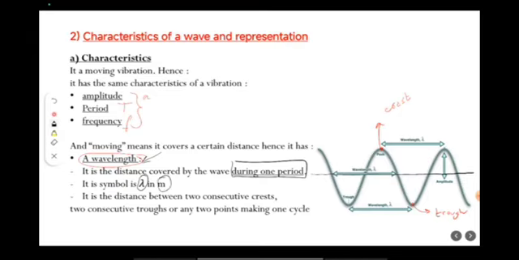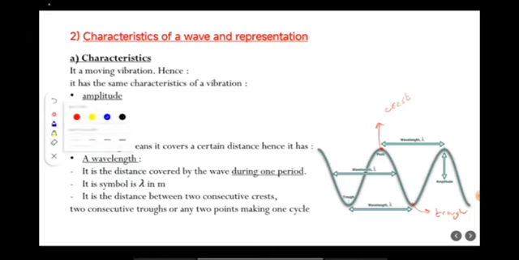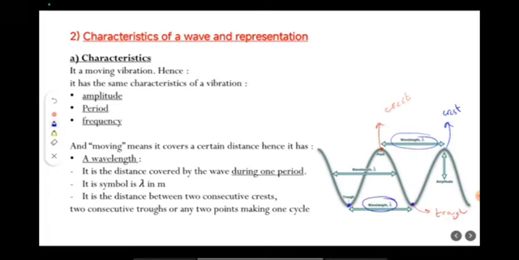Now, to find the value of this wavelength using the graph that we have, we can measure the distance between any two crests, or between any two troughs. For example, this is the first crest and this is the second crest. If we measure the distance between the two crests, we will get the wavelength lambda. Or this is the first trough and this is the second trough. If we measure the distance between those two troughs, we will have the wavelength lambda.